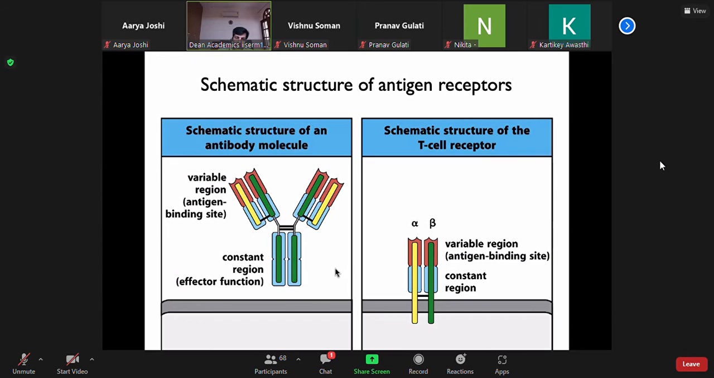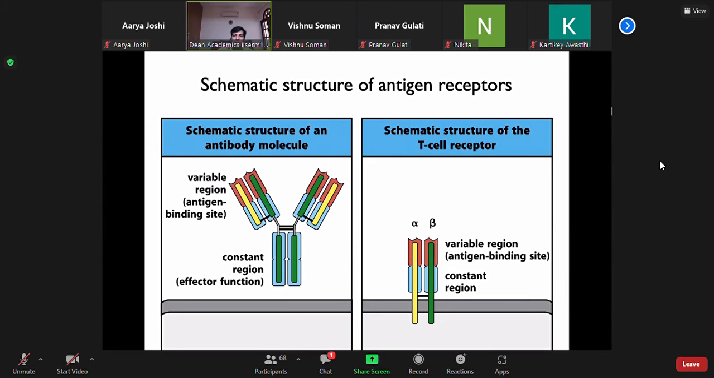Now this is the BCR, which has the identical structure to your antibody molecule, but in the BCR the additional thing you have is a domain which traverses through the membrane, and then you have a short cytoplasmic tail. Okay.